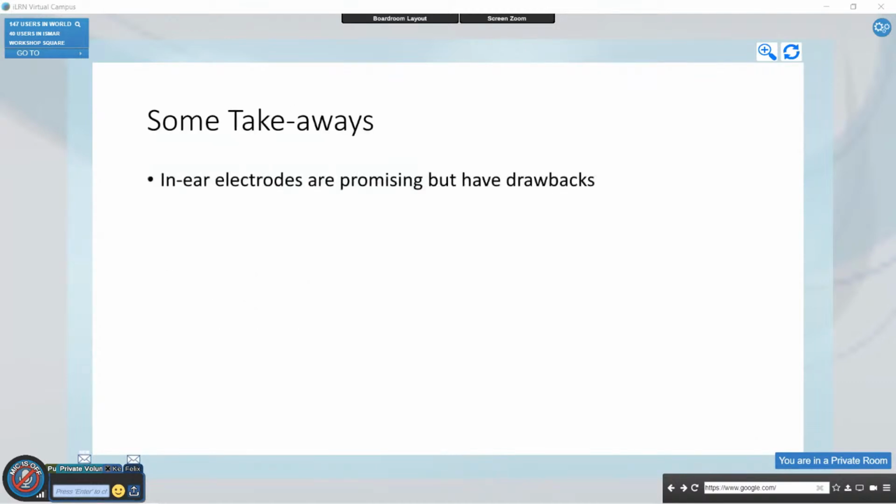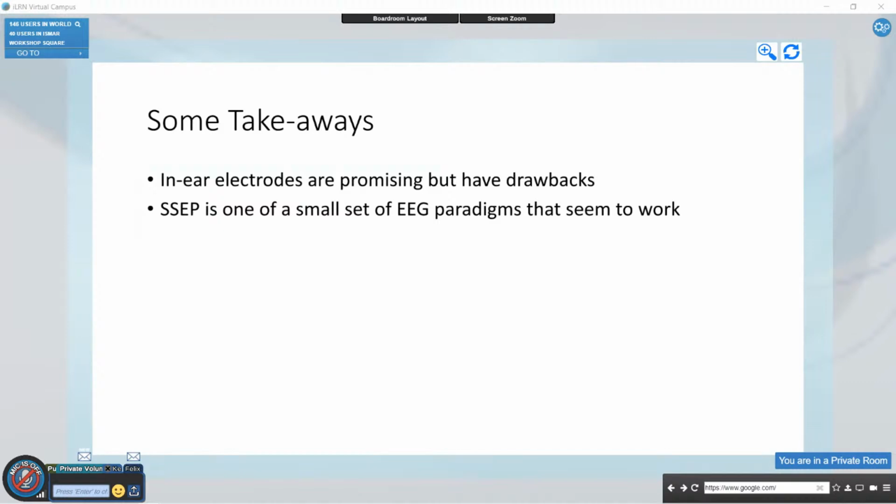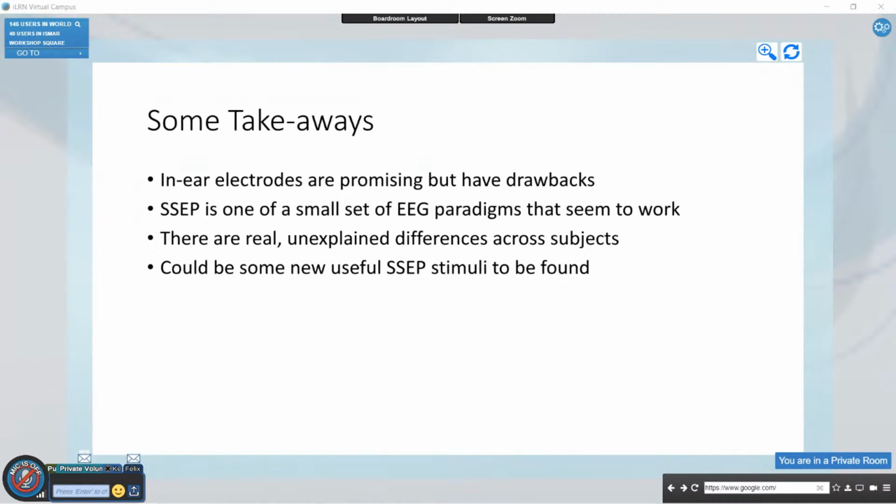Some takeaways for the group, over the year or 2 that we've been in this area. In-ear electrodes are promising, but have drawbacks. SSVEP is one of these things that seems to work. This notion of BCI literacy is something that needs a lot more investigation. And then I think we can be clever with how to tuck in SSVEP stimuli into other kinds of interfaces and interactions.